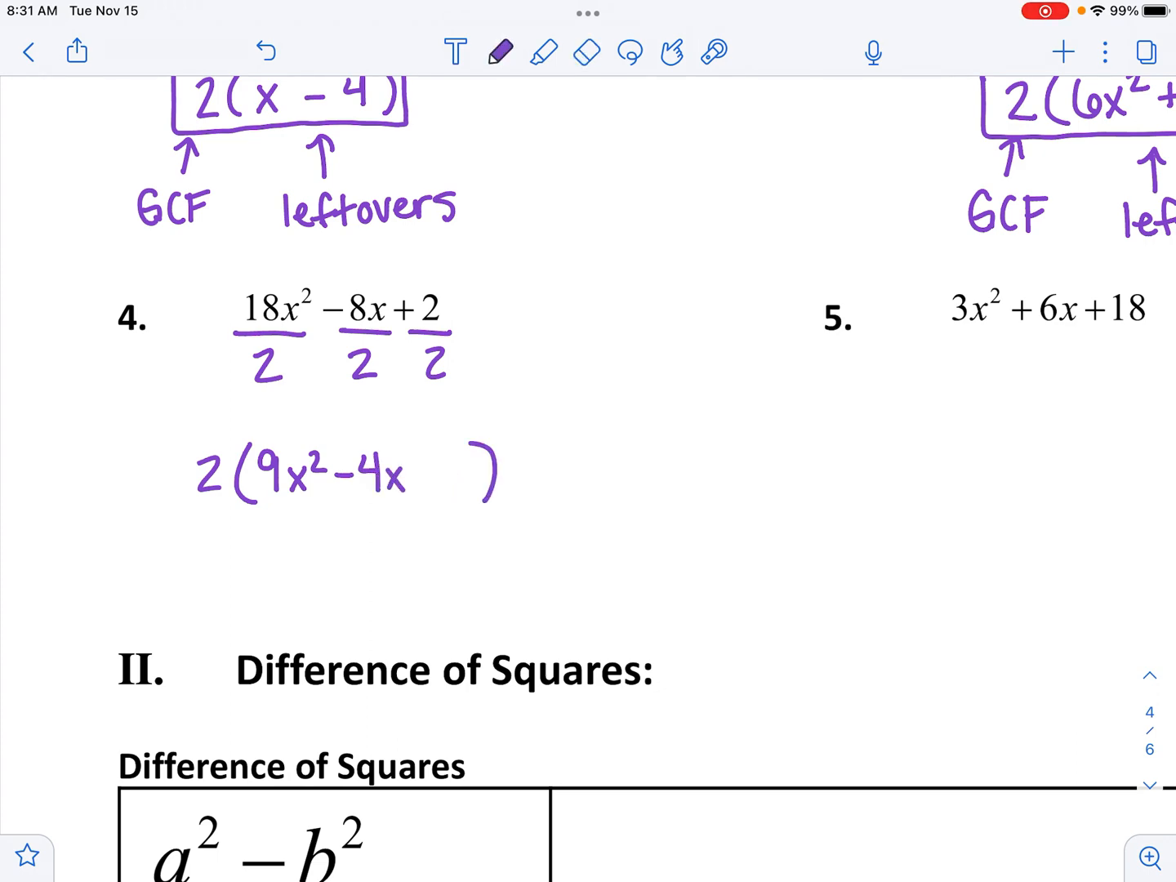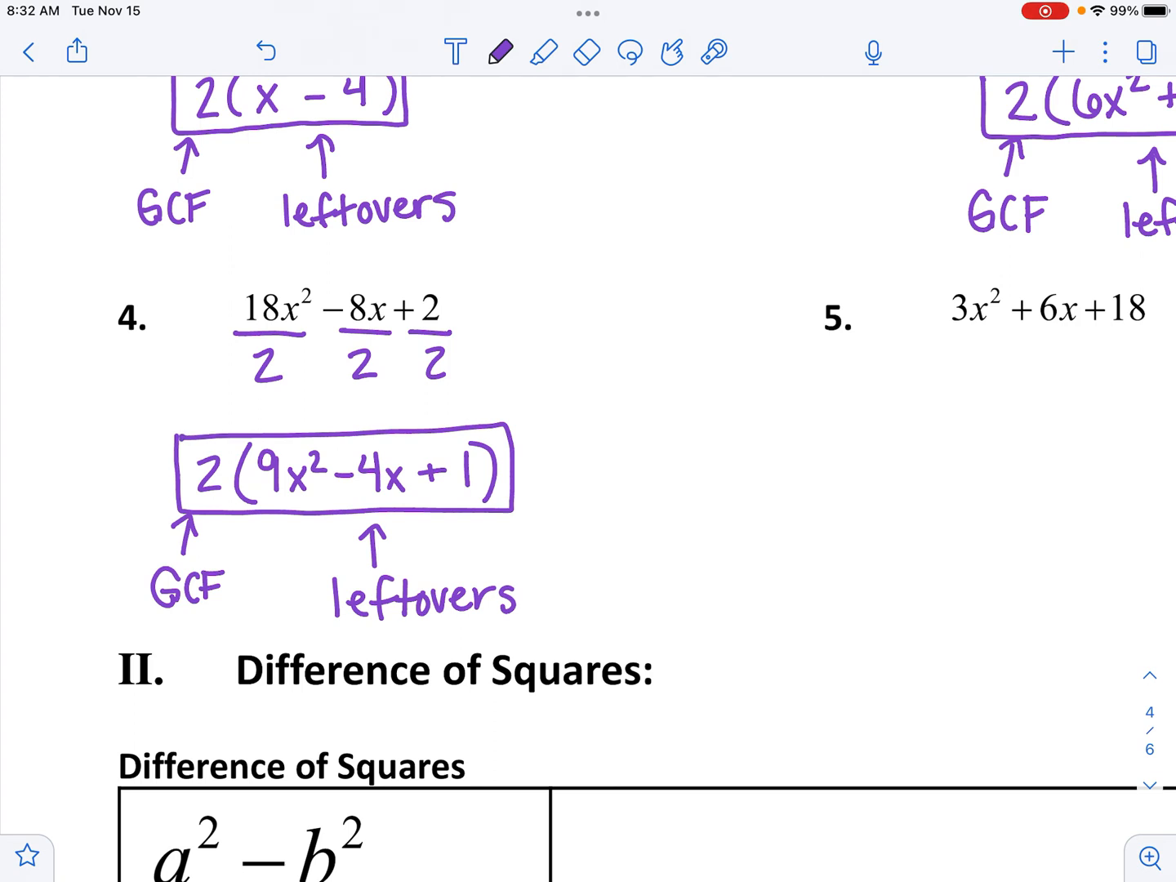And we would have 2 divided by 2. Make sure that we don't think this cancels out. 2 goes into 2 once, so we still need a plus 1 there. Okay? So really watch that you're not getting rid of terms. We have to have that placeholder there of 1. Okay? So GCF out front, leftovers in the parentheses, we have our final answer. Again, you could distribute this back out and get to your answer again.